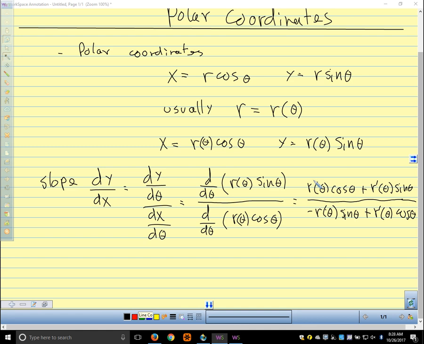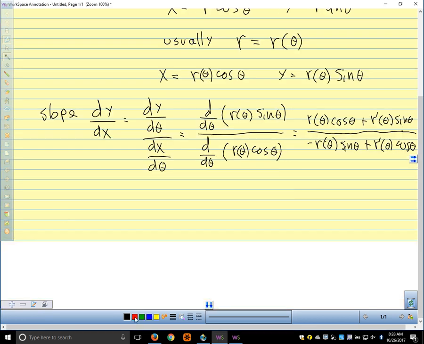One caution: the slope is dy dx. So I'm going to write this in red. The slope does not equal dr d theta. So please don't make that mistake. When we have r equals such and such, and it says find the slope of the tangent line, often students want to say, oh, it's dr d theta. Slope is dy dx. Slope does not equal dr d theta.